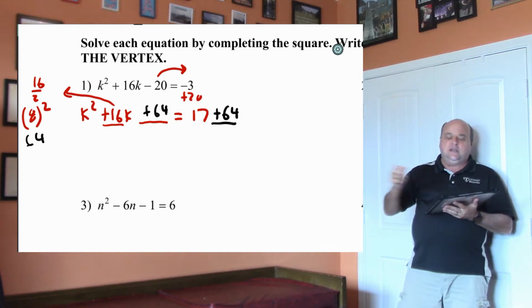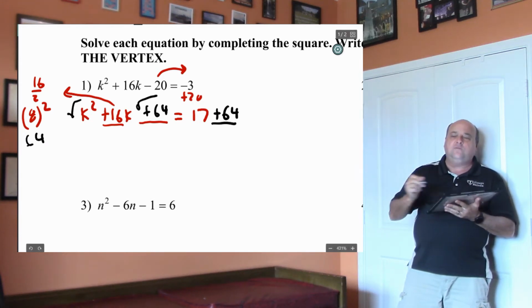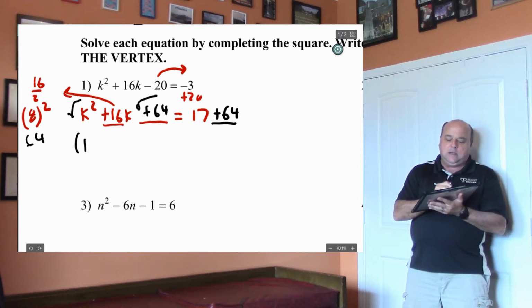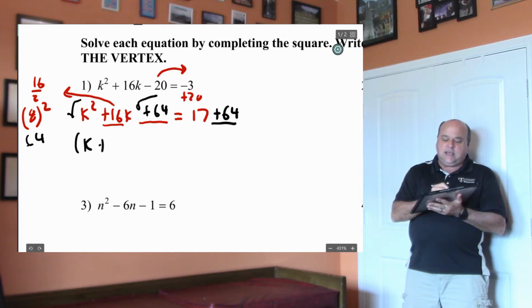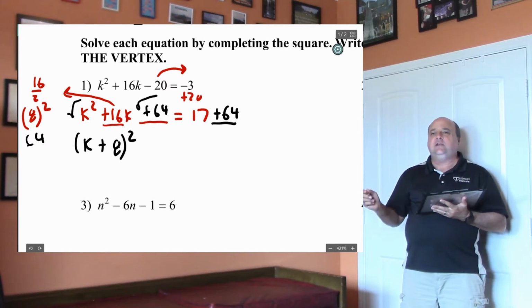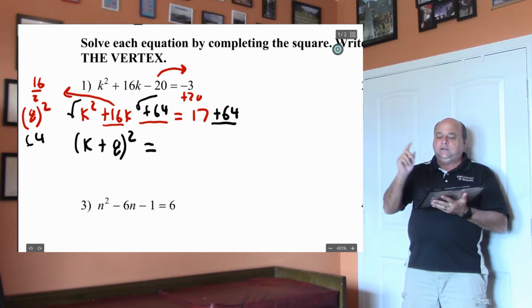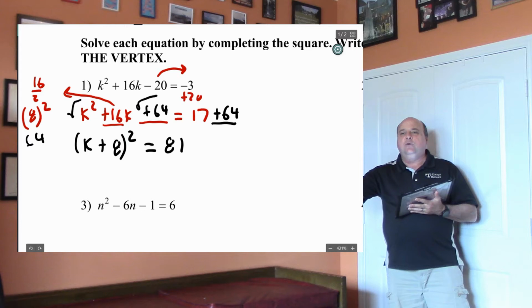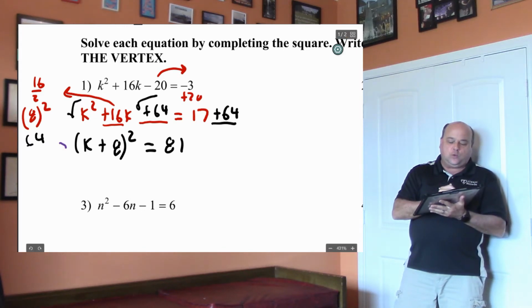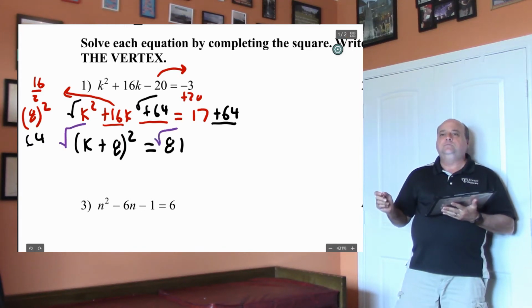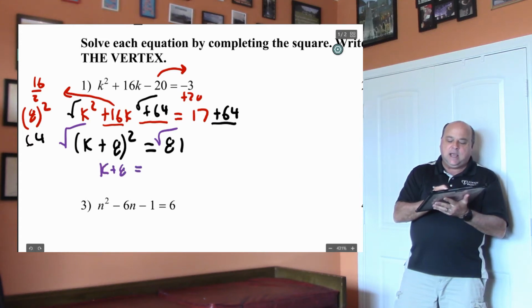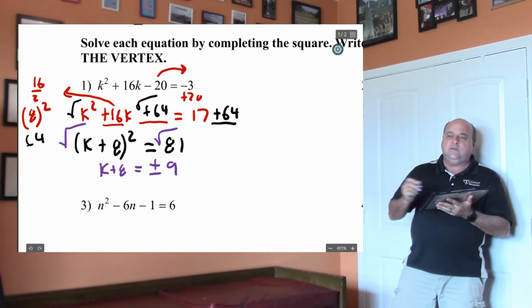Now then, when you do this, this turns into a perfect square quadratic. So the square root of k squared is k. The square root of 64 is 8. And it's going to be k plus 8 squared equals 17 plus 64 is 81. Now then, to get rid of that second power, I'm going to square root both sides. So if I square root both sides, the exponent goes away. I'm going to get k plus 8 equals a positive or a negative 9.